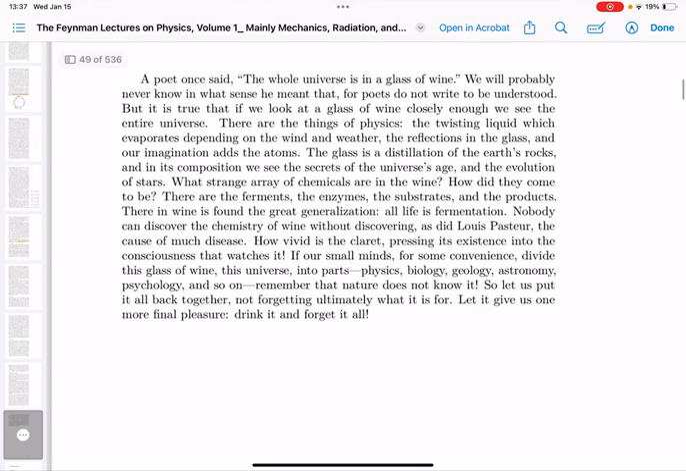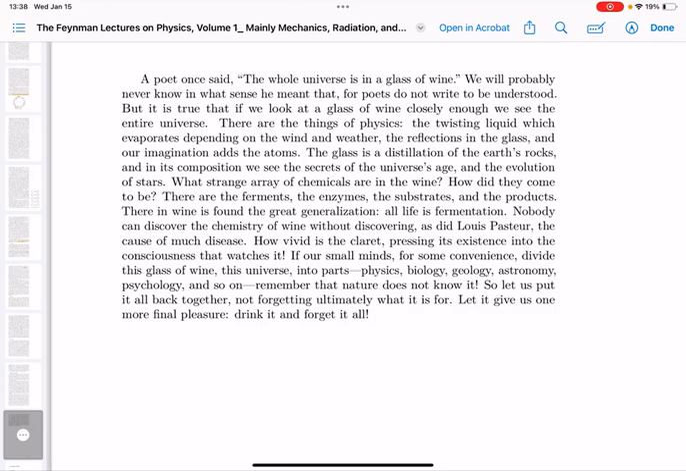A poet once said, "The whole universe is in a glass of wine." We will probably never know in what sense he meant that, for poets do not write to be understood. But it is true that if we look at a glass of wine closely enough, we see the entire universe. There are the things of physics, the twisting liquid which evaporates depending on the wind and weather, the reflections in the glass, and our imagination adds the atoms. The glass is a distillation of the earth's rocks, and in its composition, we see the secrets of the universe's age and the evolution of stars.